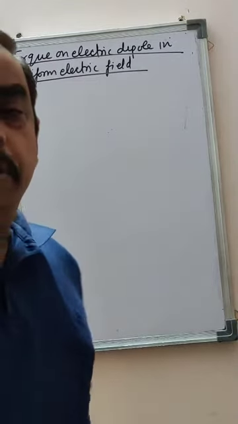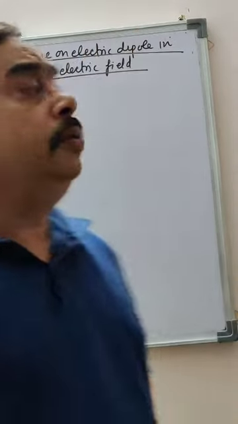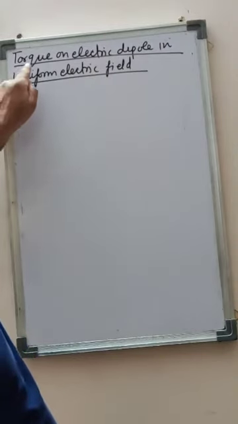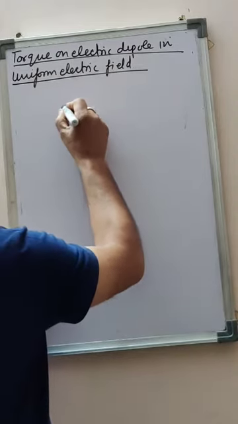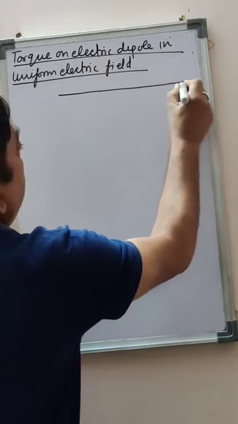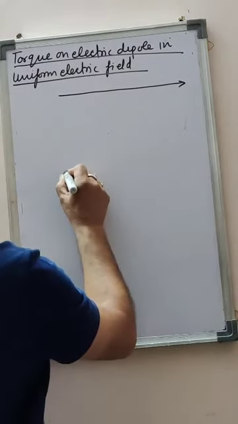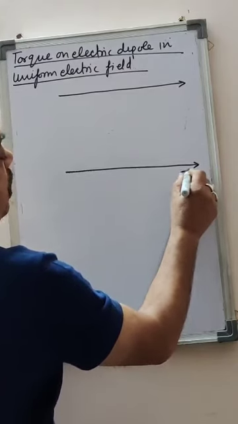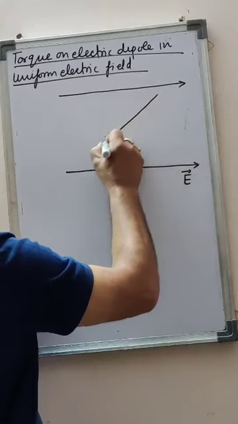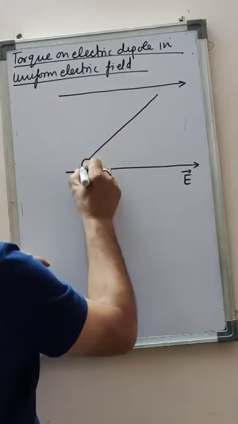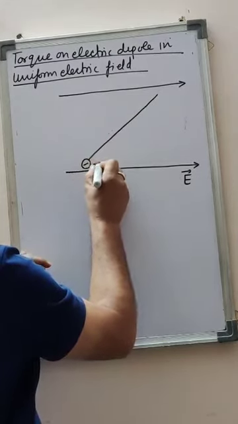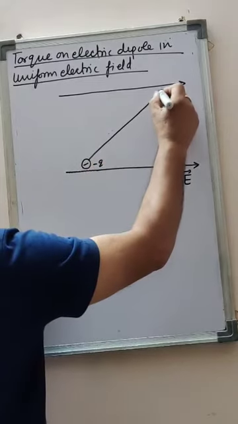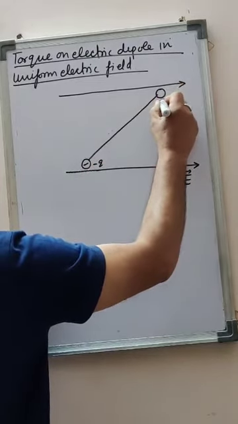Now we take a few derivations on electric dipole. First, a very important derivation: torque on an electric dipole in a uniform electric field. This is your uniform electric field, and in this uniform electric field an electric dipole is being placed. This is the minus q charge of the dipole, this is the plus q charge of the dipole.